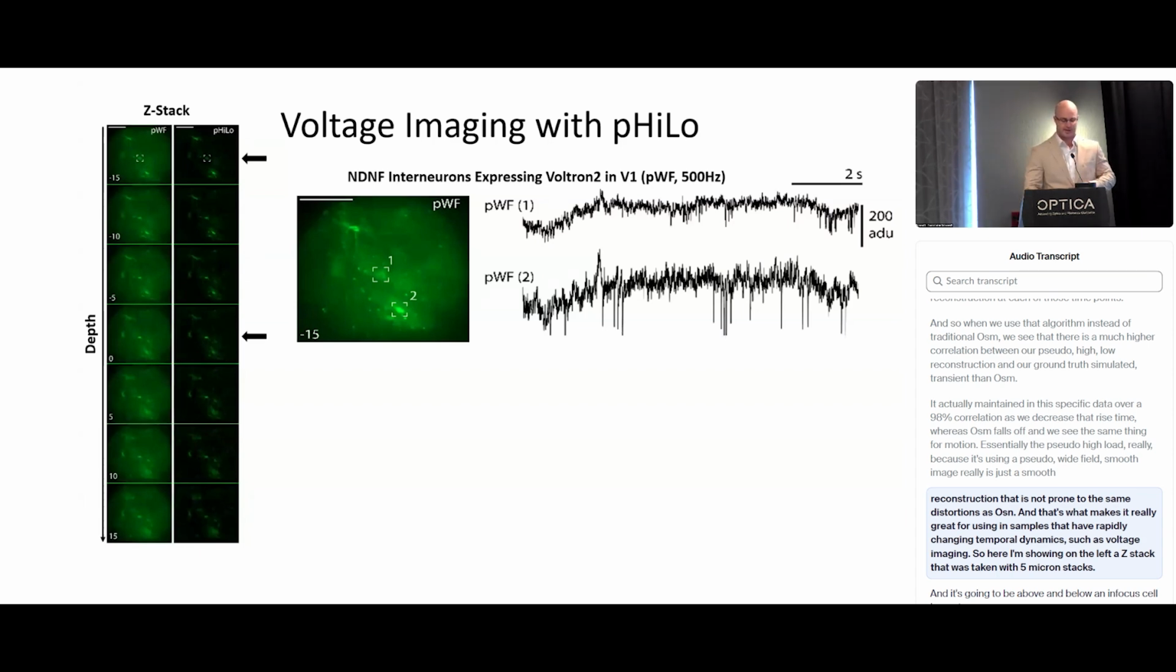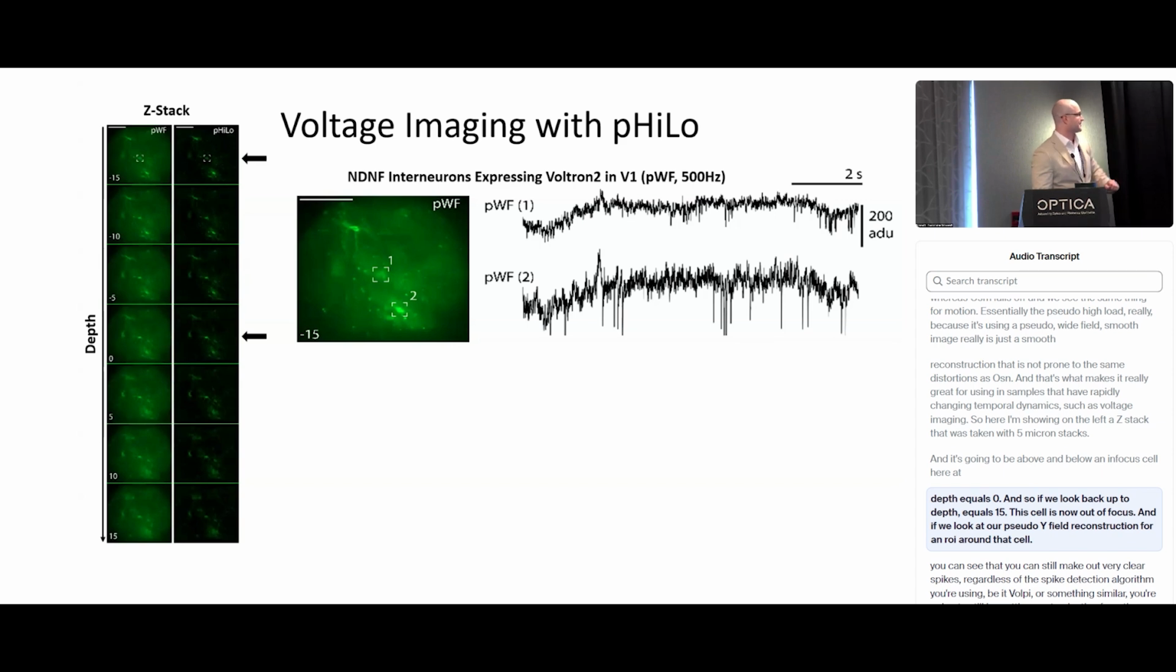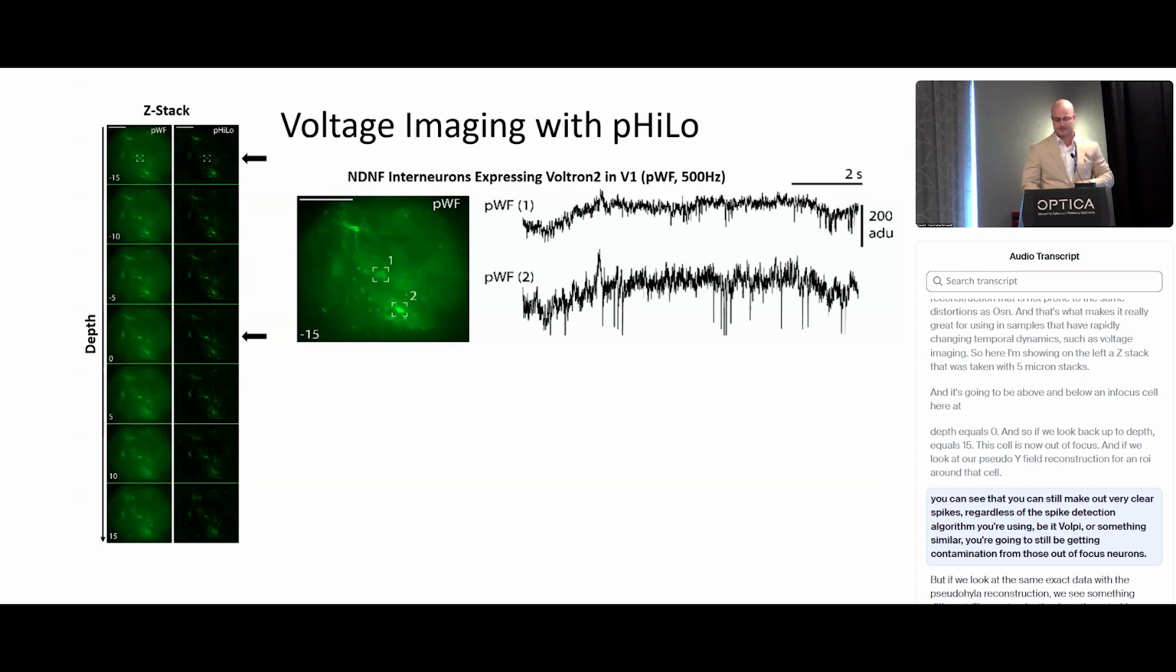So here I'm showing on the left a Z-stack that was taken with 5 micron steps. It's going to be above and below an in-focus cell here at depth equals 0. And so if we look back up to depth equals 15, this cell is now out of focus. And if we look at our pseudo-wide field reconstruction for an ROI around that cell, you can see that you can still make out very clear spikes. And regardless of the spike detection algorithm you're using, be it VolPy or something similar, you're still going to be getting contamination from those out of focus neurons.